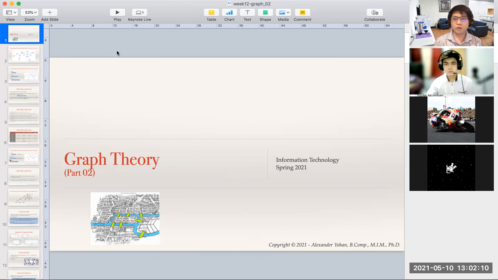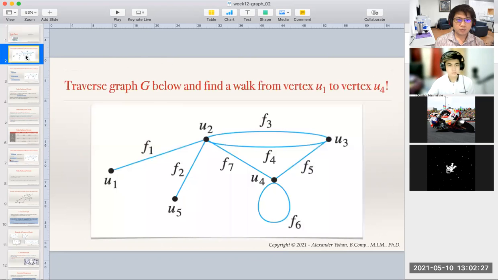I hope that you guys still remember what the basic properties of the graph are, right? It should have two elements. The first one is a vertex or vertices, a set of vertices, and also a set of edges or lines. For example, like this picture.